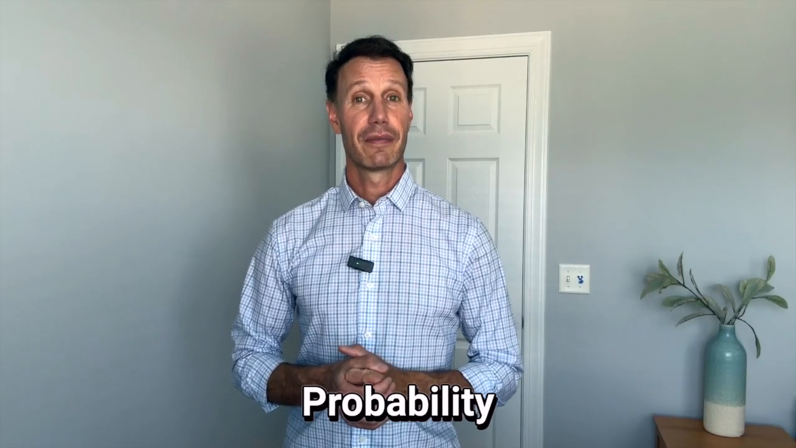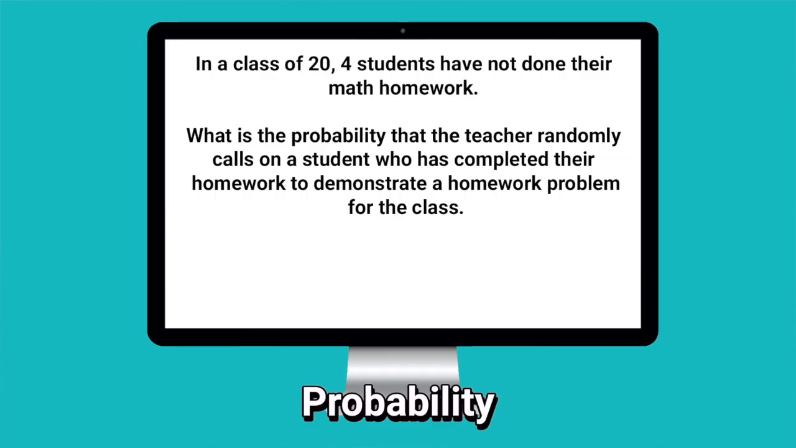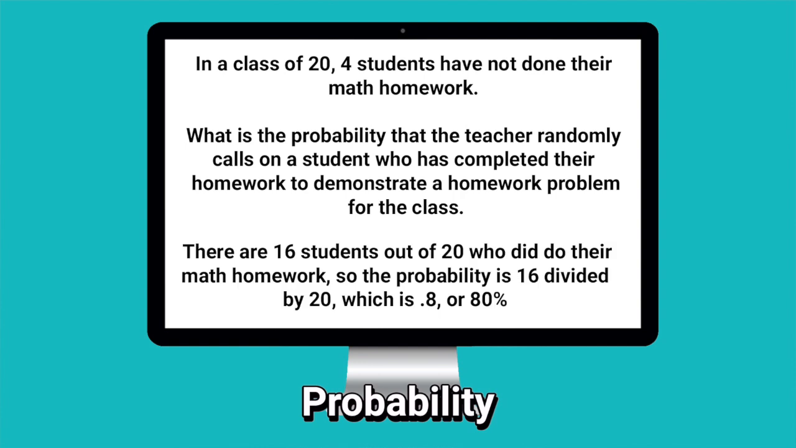Question 5, probability. In a class of 20, 4 students have not done their math homework. What is the probability that the teacher randomly calls in a student who has completed their homework to demonstrate a homework problem for the class? There are 16 students out of 20 who did do their math homework. So the probability is 16 divided by 20, which is 0.8 or 80%.